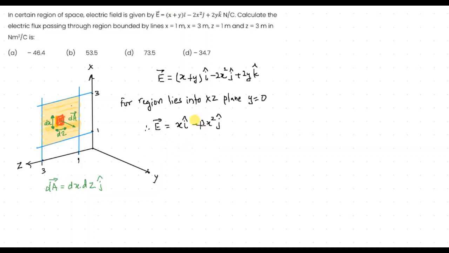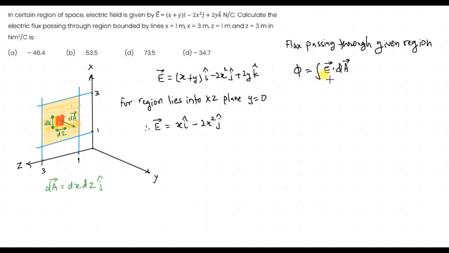Now what is the formula of flux? Let us write down the formula. The flux passing through the given region is going to be the integration of E dot dA. This integration is going to give you the flux.